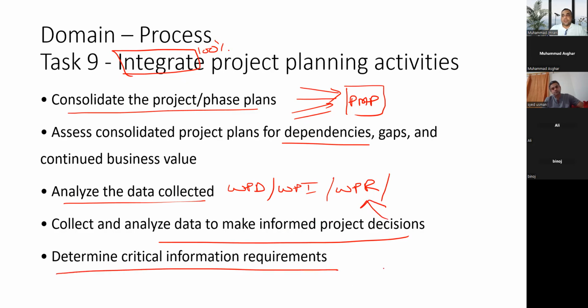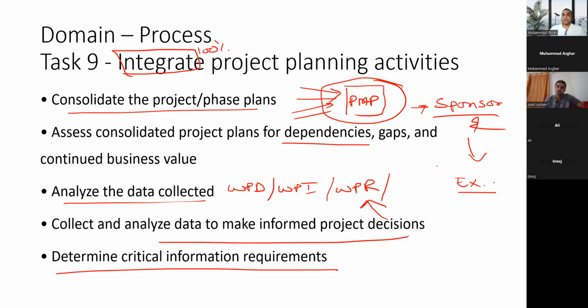And then determine critical information requirements. If you are preparing the project management plan, the information which is missing from it, you have to find out and provide from your oversight and your experience. Then this project management plan will go to the sponsor and relevant stakeholders for approval. Once approved, it will go to the execution team.